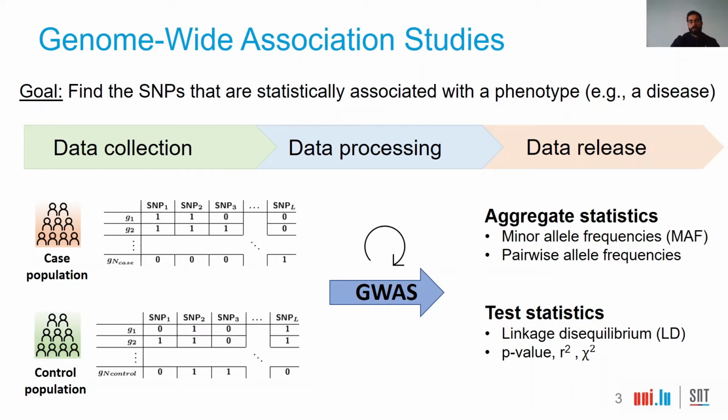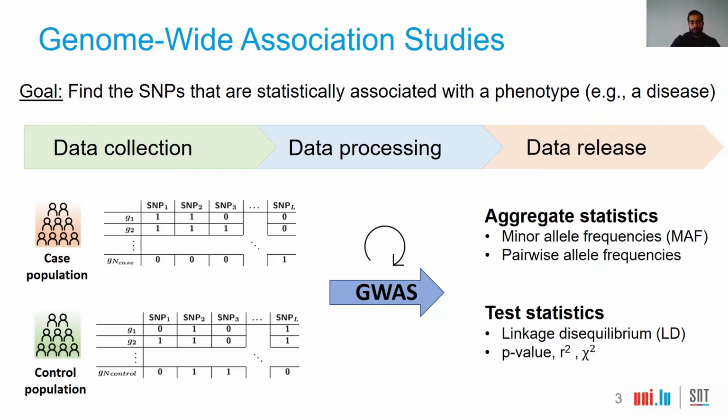But why is genomic data important? Because we can use genomic data to conduct genome-wide association studies. The main goal of GWAS is to find SNPs that are statistically associated with a phenotype, for example, a disease. The first step of GWAS is to collect genomic data from two different populations: the case population, that are the people that express the phenotype, for example, people that have diabetes, and the control population that are the healthy people.